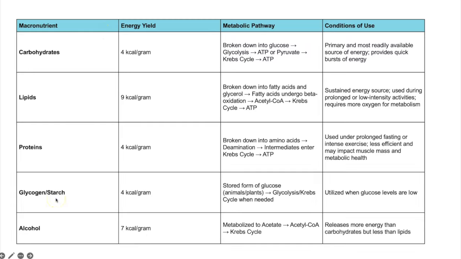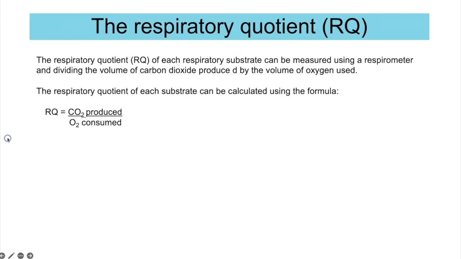Glycogen and starch are actually carbohydrates. This is referring more to sugars. And you can see the metabolic pathways and then the conditions of use. So that's a good one just to pause, copy down, or turn into flashcards if you want.